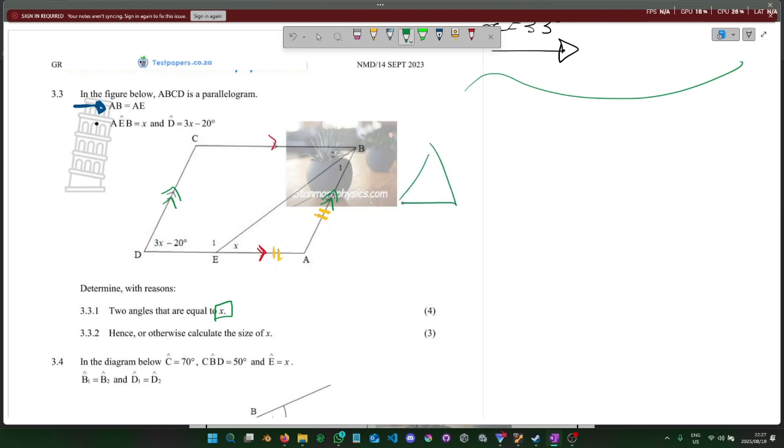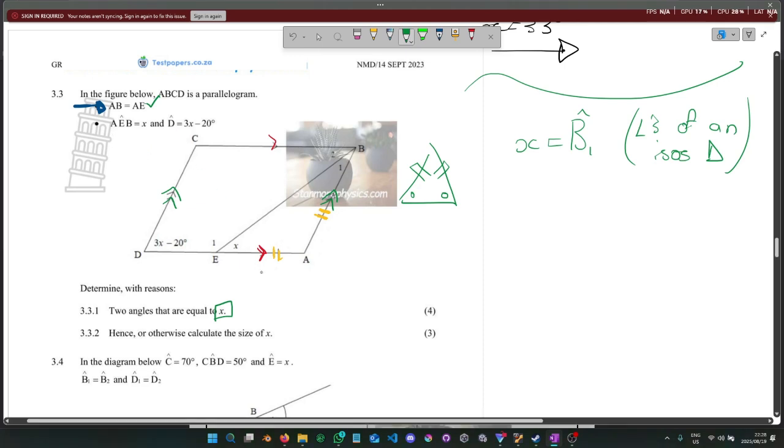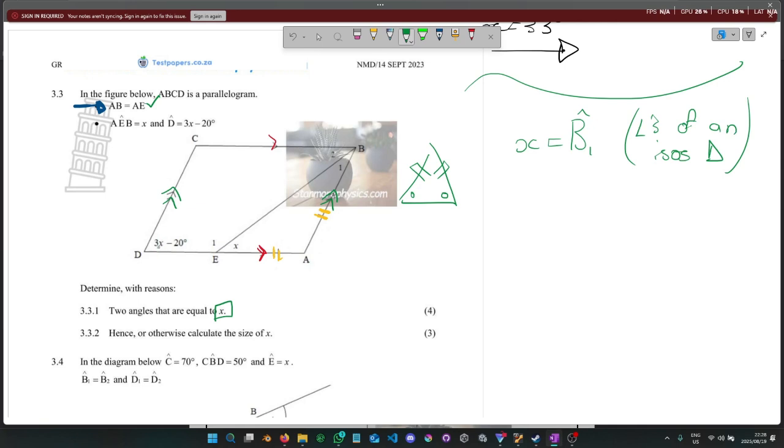So this reminds us of the isosceles triangle, where the angles on the opposite equal sides are equal. So x is equal to b1y, because angles of an isosceles triangle, right? So that's that one they gave us. Then they gave us that AEB, right? Which is this one, AEB, and D is equal to 3x minus 20, right? Degrees.